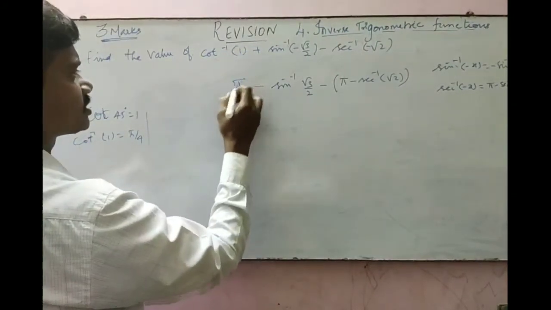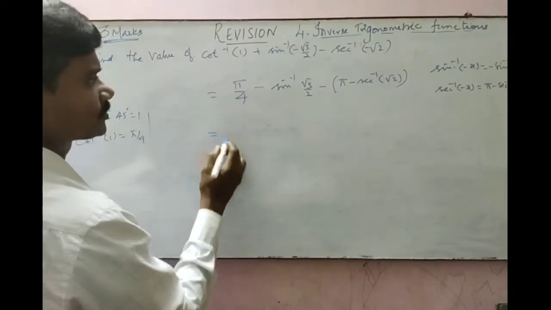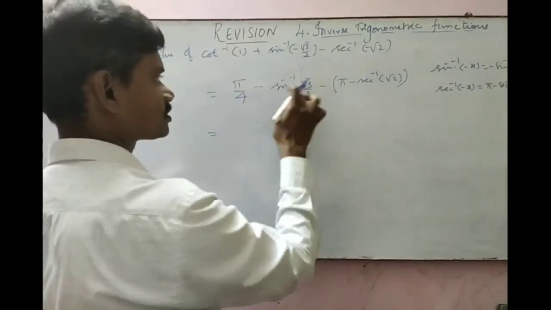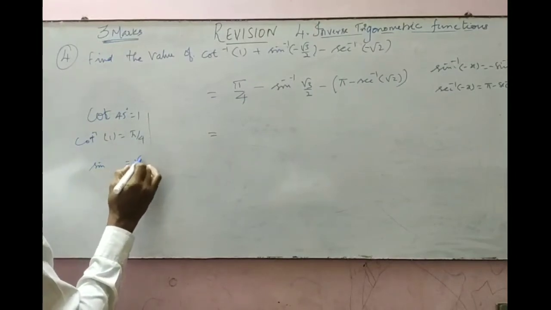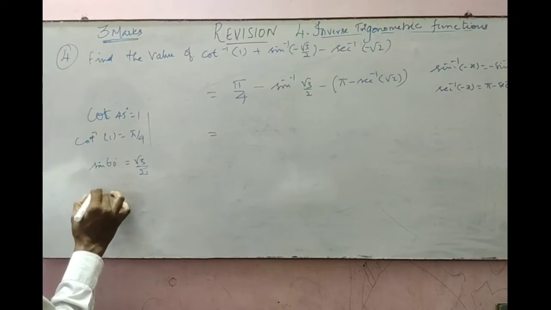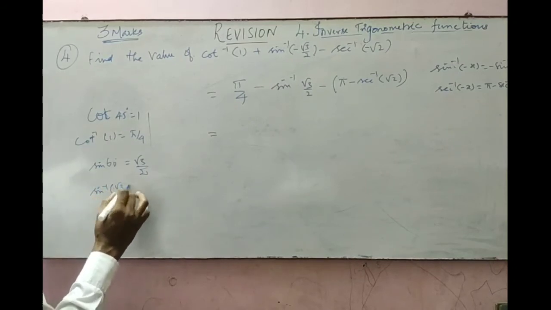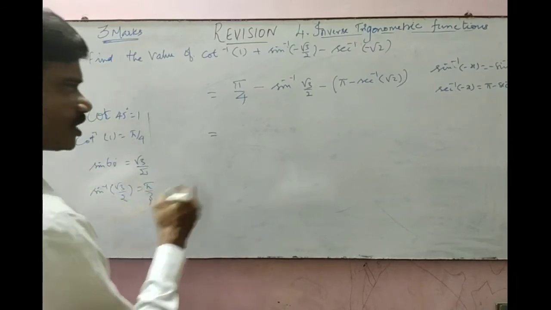You can write the value as it is straight away. The value of cot inverse of 1 is pi by 4. Now you substitute the value of sin inverse of root 3 by 2. Sin which degree is root 3 by 2? Sin 60 degree is root 3 by 2. So therefore sin inverse of root 3 by 2 equal to pi by 3, because 60 degree can be written as pi by 3.